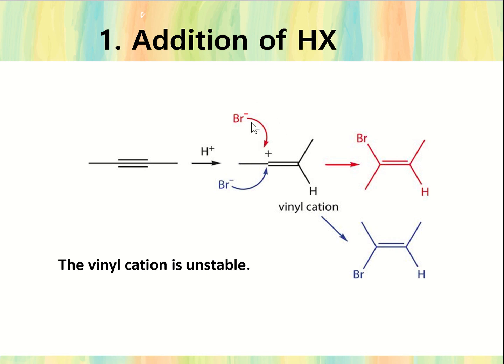From there, our halogen can attack from either side of the double bond. So this is a vinyl cation. Anytime you have a plus charge on a carbon that's part of a double bond, it's a vinyl cation. So we can add to either side. The bromide can add to either side of a double bond, leaving the product seen here. And just to note, these vinyl cations are indeed unstable.